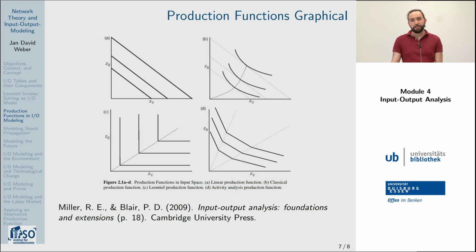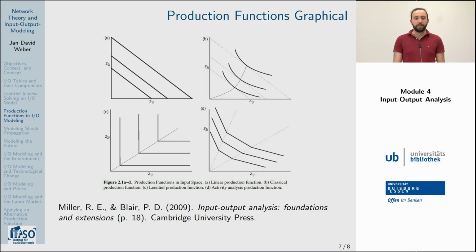One way how to visualize that has been done in the Miller and Blair book that I recommended you. And I show you this graph here because it's really brilliant. They capture all those 4 production functions, plot them, and show them to you. On the top left, you have the linear production function. You just move from one input factor to the other. You have linear substitutability. In the top right, you have the Cobb-Douglas production function with its characteristic curve. They will asymptotically approach the x-axis and the y-axis, and they will never be satisfied. You have an infinite amount of production here.